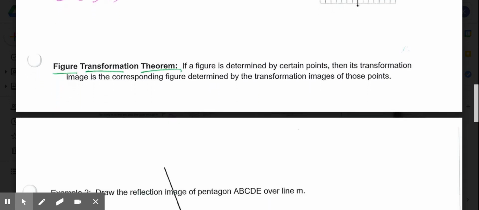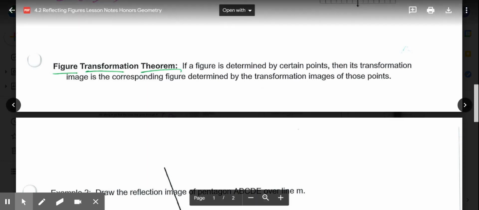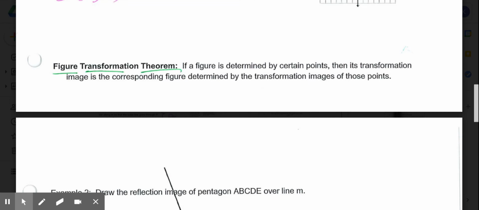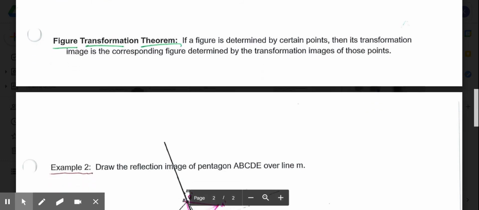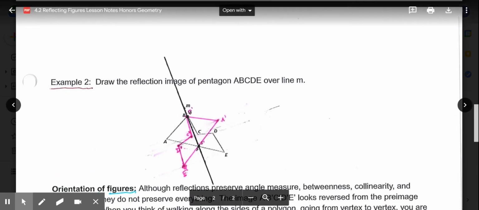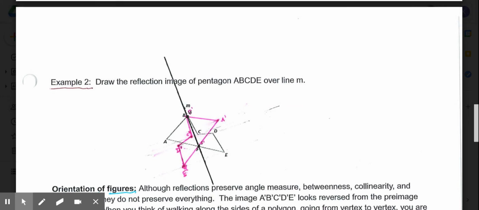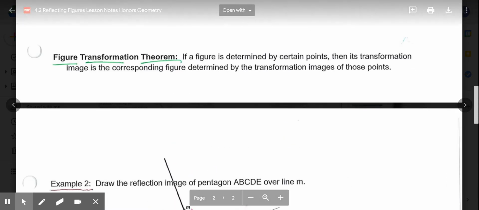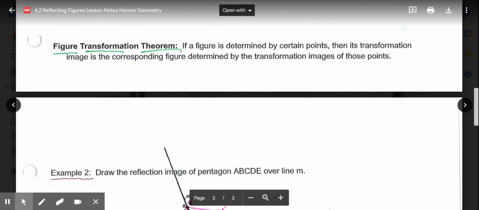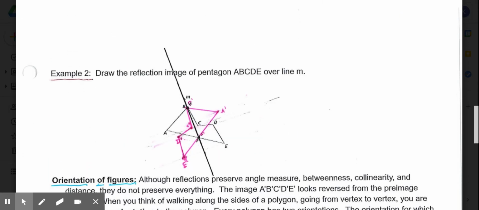Then the figure transformation theorem states if a figure is determined by certain points, then its transformation image is the corresponding figure determined by the transformation images of those points. So basically what that's saying is, if we are going to reflect an image, so reflecting pentagon A, B, C, D, E, or A, B, C, D, E in this case, F is just part of the point on a line. So if we reflect that pentagon, according to the figure transformation theorem, then the image of the corresponding figure is determined by each one of these points being individually reflected.